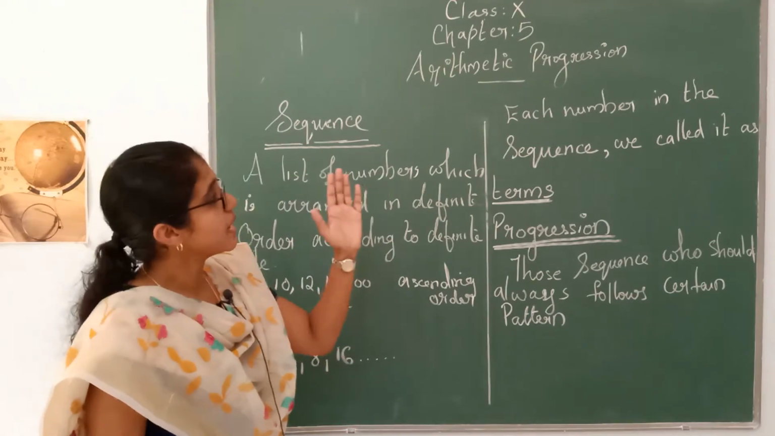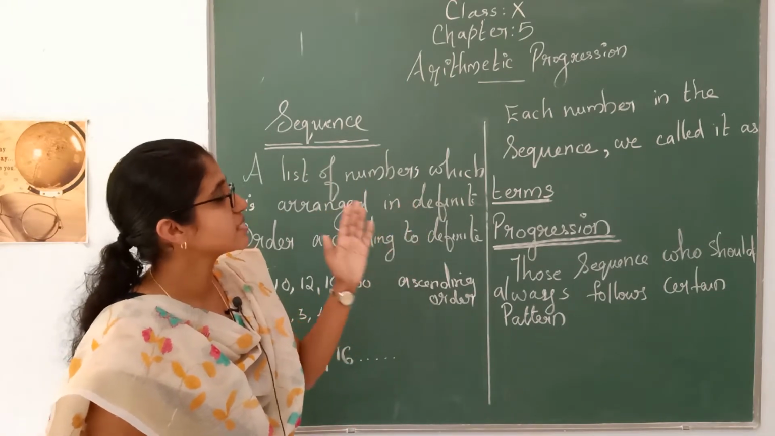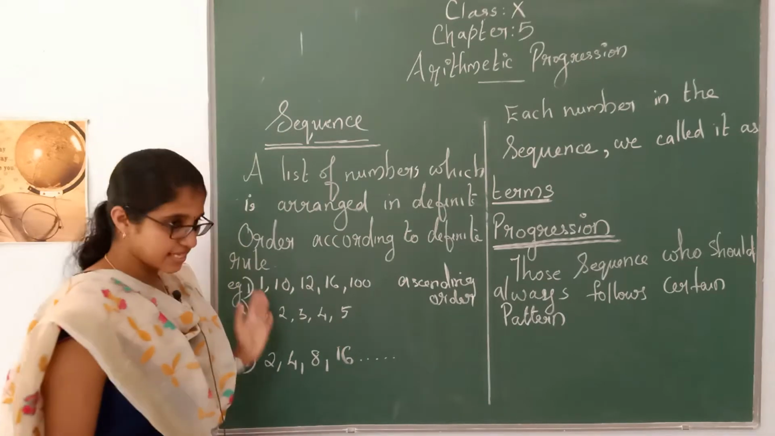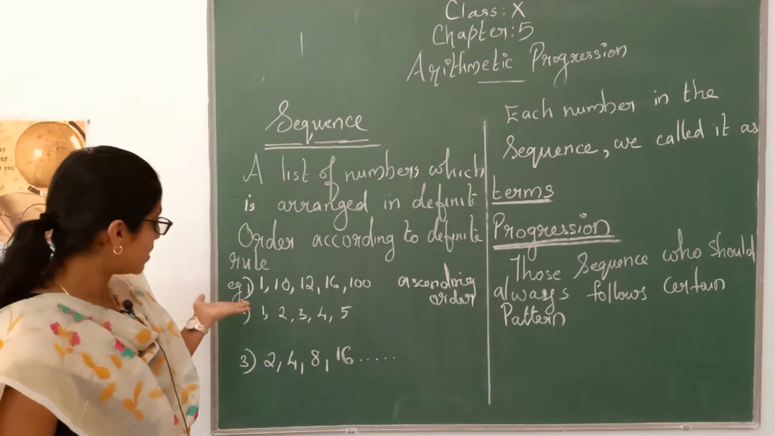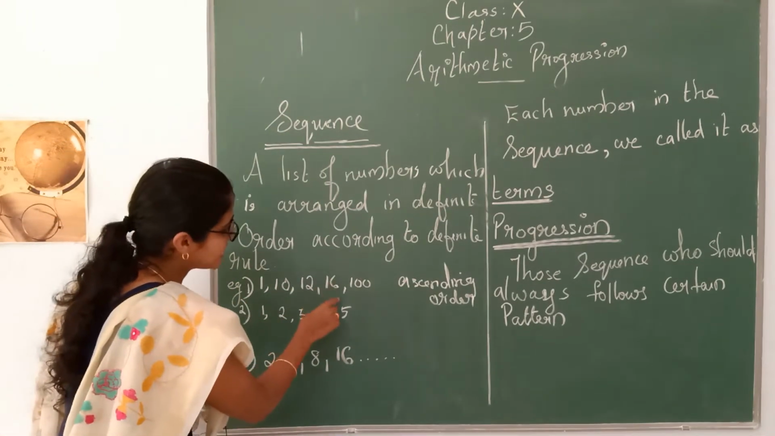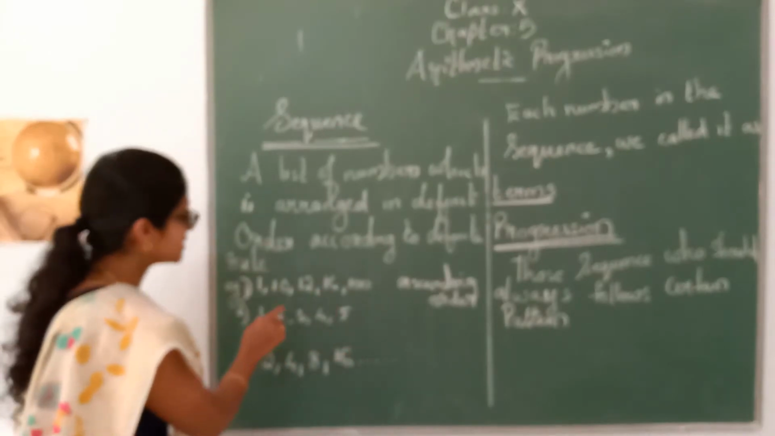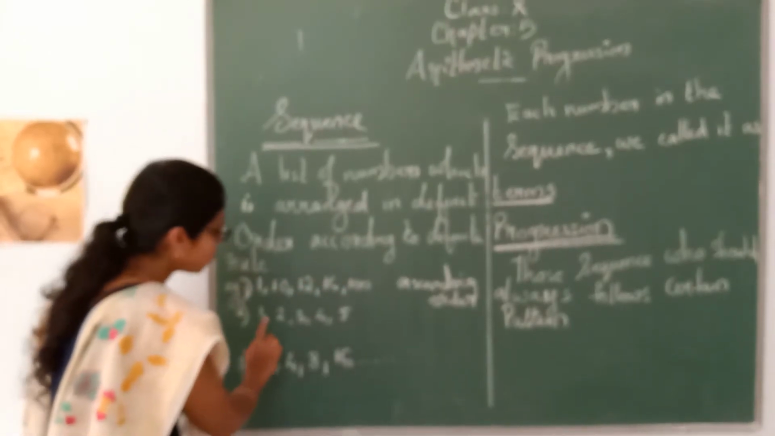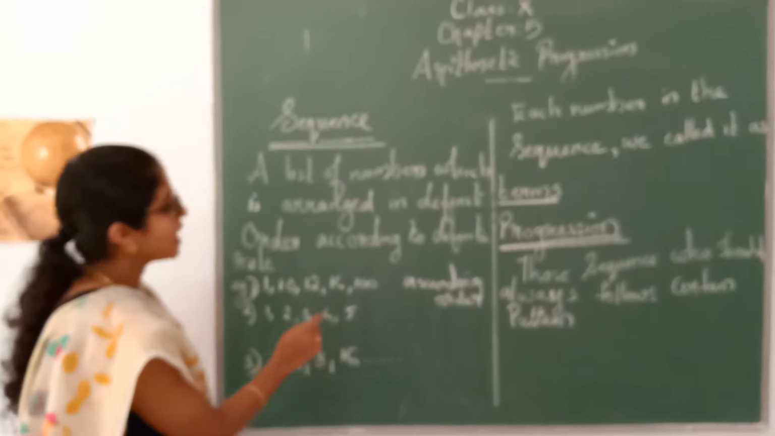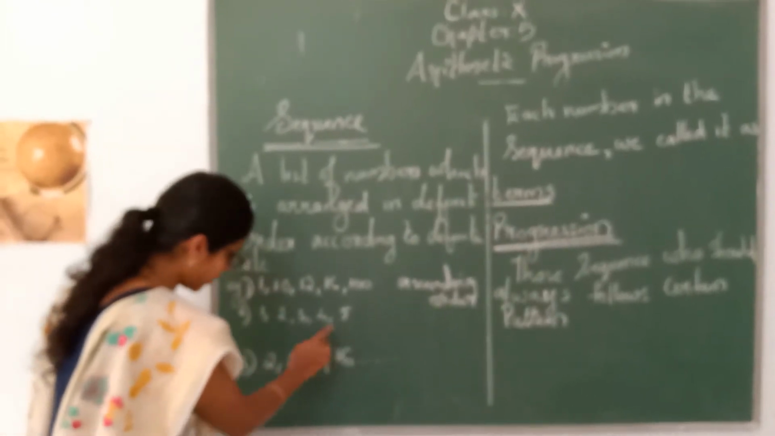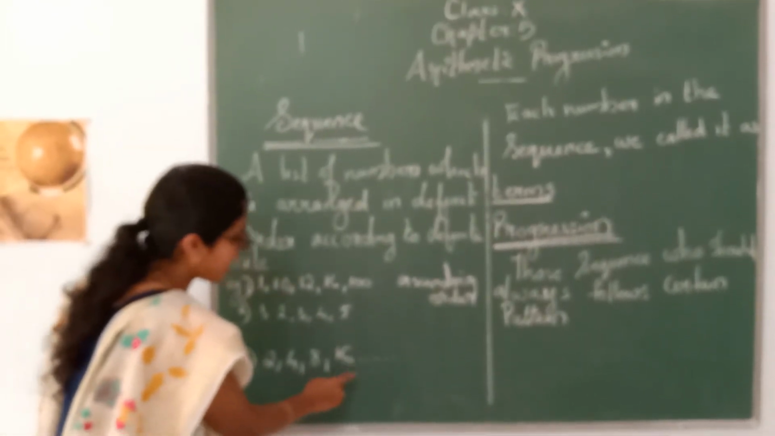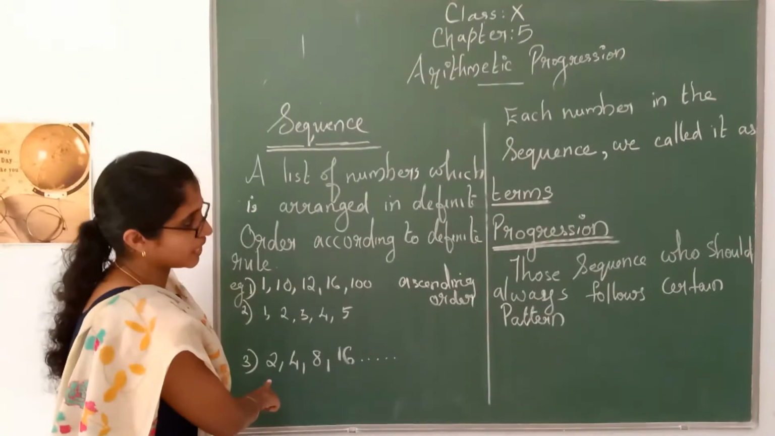Each number in the sequence we call a term. So in the first sequence, 1, 10, 12, 16, 100 are the terms. Here 1, 2, 3, 4, 5 are the terms of this sequence. 2, 4, 8, 16 are the terms of this sequence.